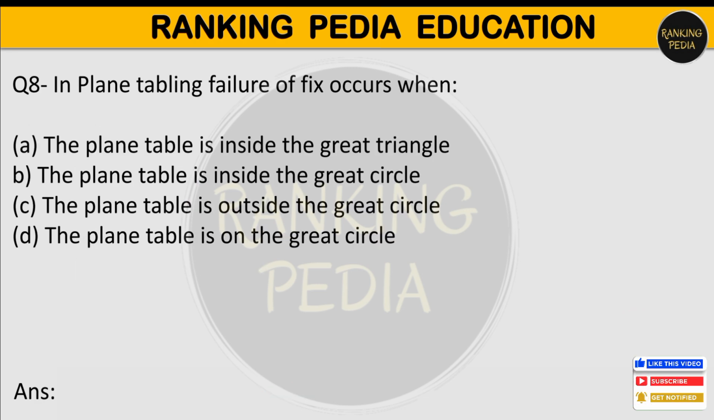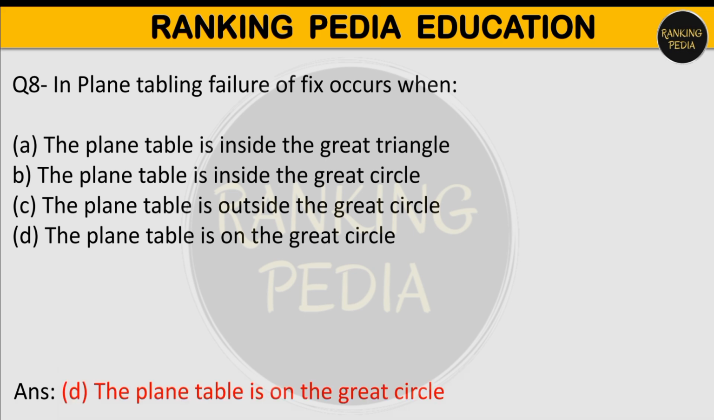Next question is, in plane tabling failure of fix occurs when. So in plane tabling failure of fix occurs when, your options are: the plane table is inside the great triangle, the plane table is inside the great circle, the plane table is outside the great circle, or the plane table is on the great circle. So in plane tabling failure of fix occurs when the plane table is on the great circle. Option number D is correct.